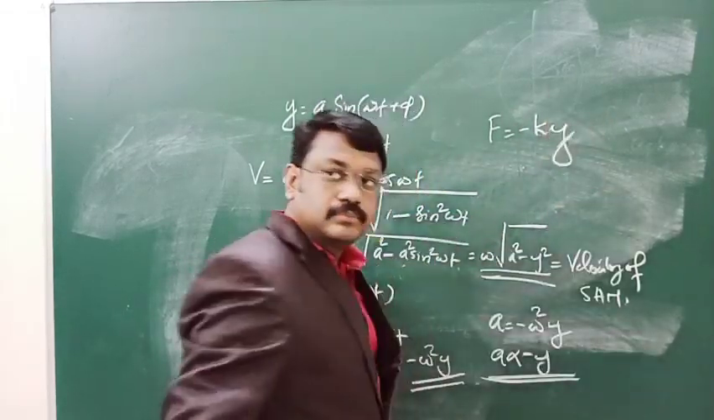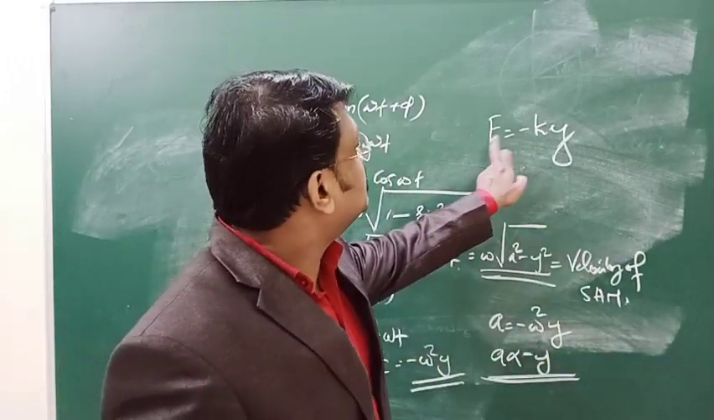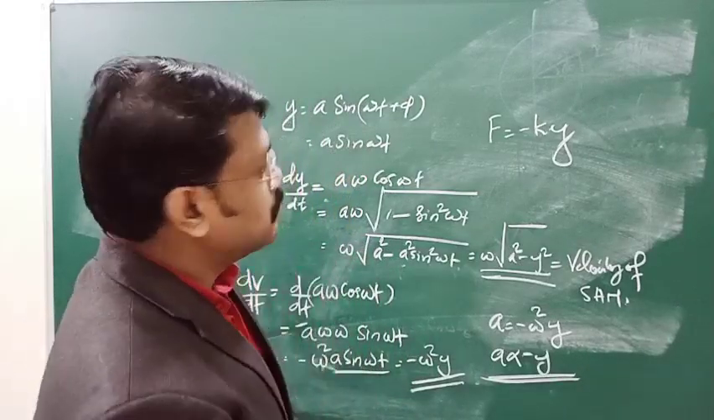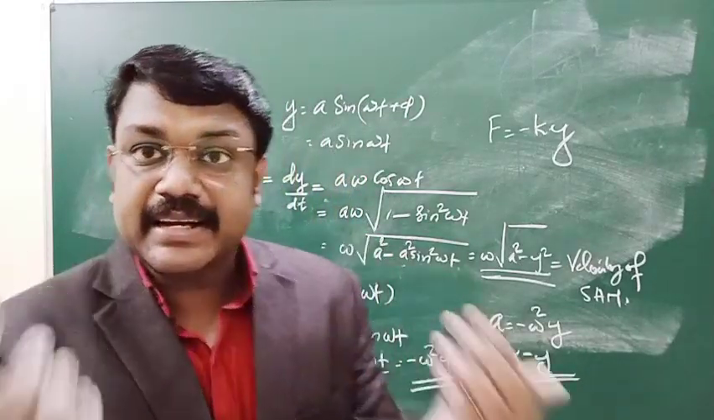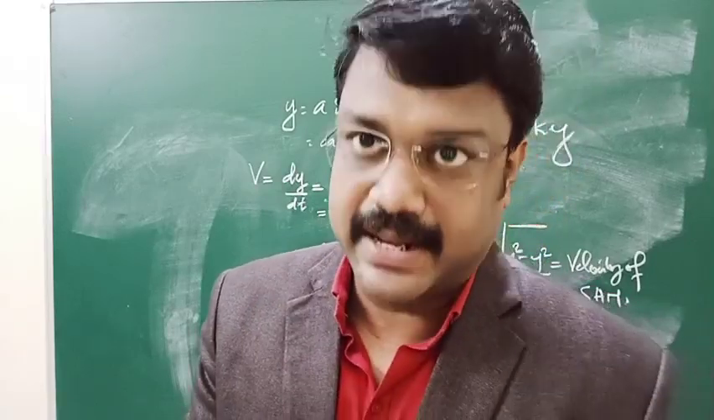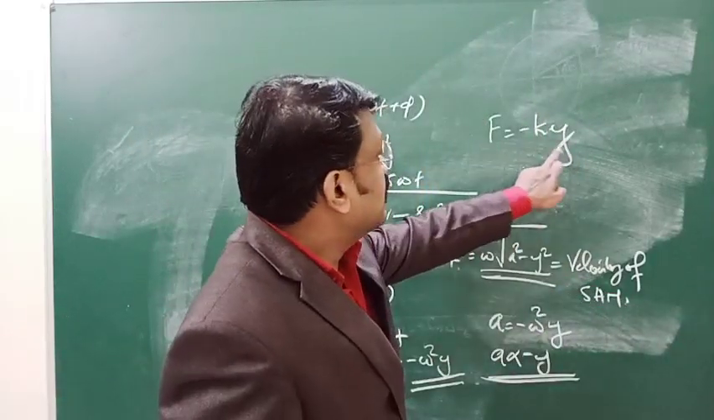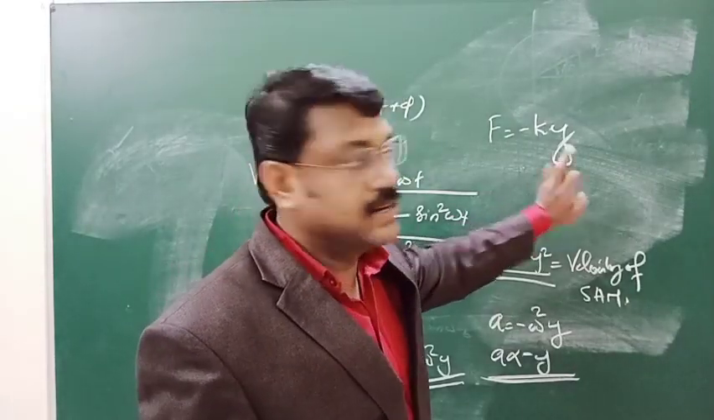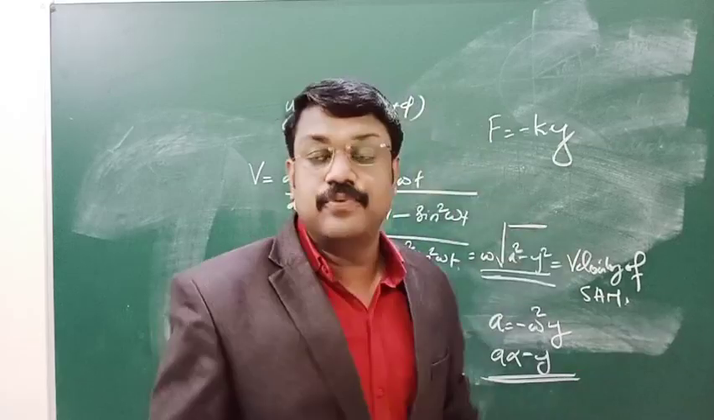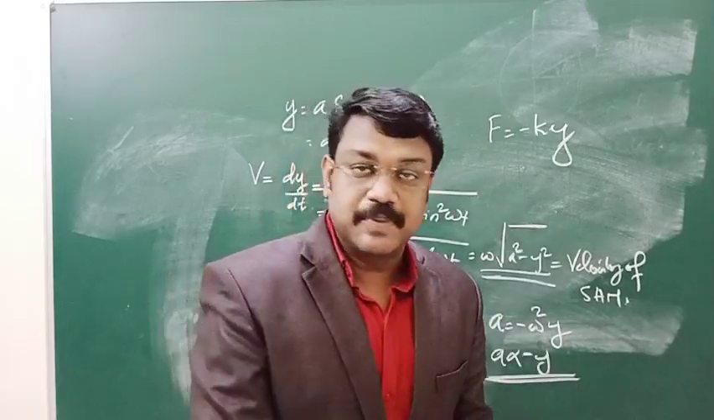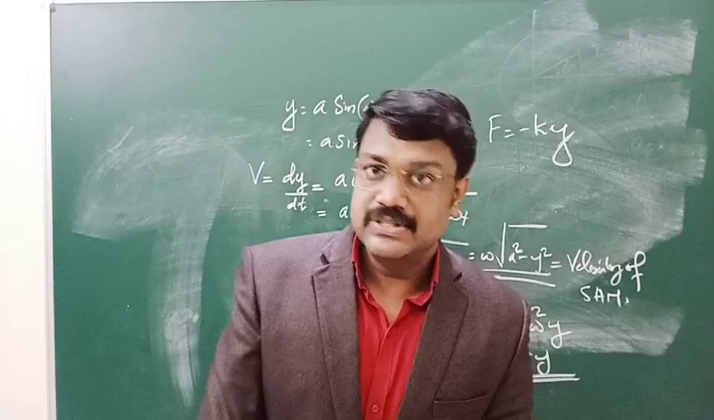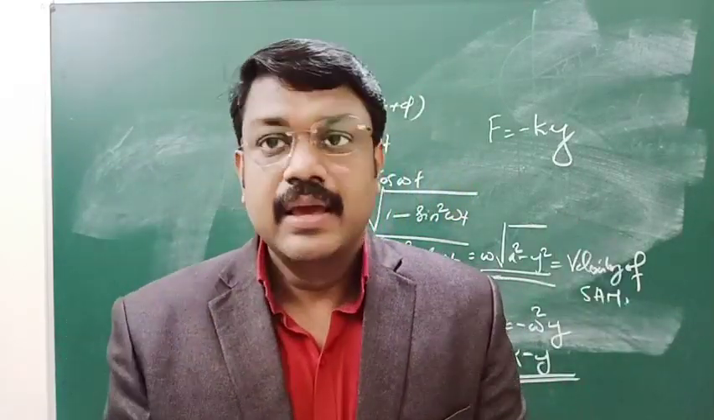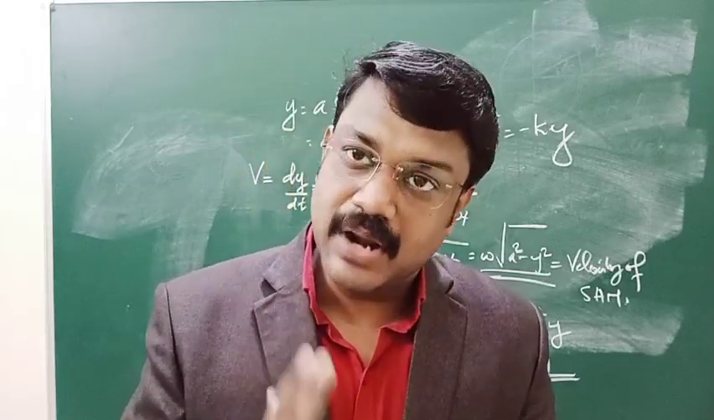What it says is, F is proportional to minus y. That I told you, is another way of expressing a simple harmonic motion: the force is directly proportional to displacement, acting in the opposite direction. So F is equal to minus ky is another definition for simple harmonic motion, that is, the restoring force acting will be proportional to the displacement acting in the opposite direction. That is F is equal to minus ky. So you have how you can express the simple harmonic motion.